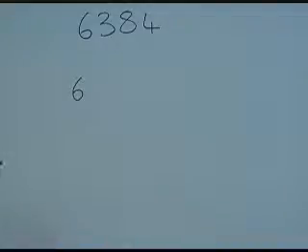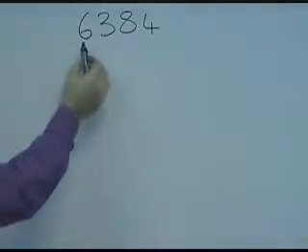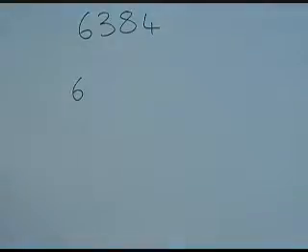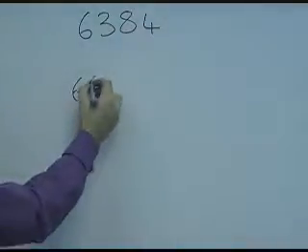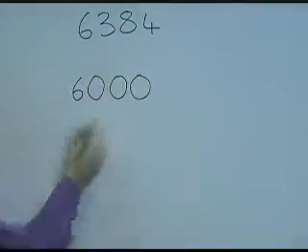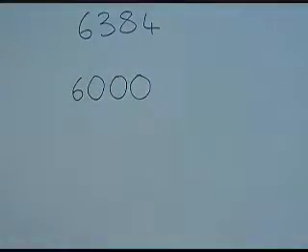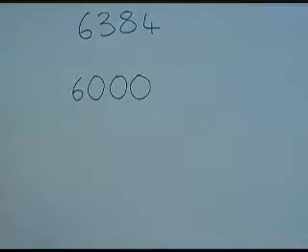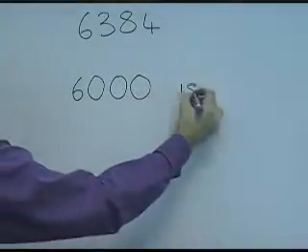The mistake that some people make is that they just write 6 as the answer. Now, I don't know about you, but if you look at this number, 6,384, 6 isn't really very much like it. So you must remember to add the zeros. Now 6,000 is much more like it. 6,384 is quite close to 6,000. So that's one significant figure.